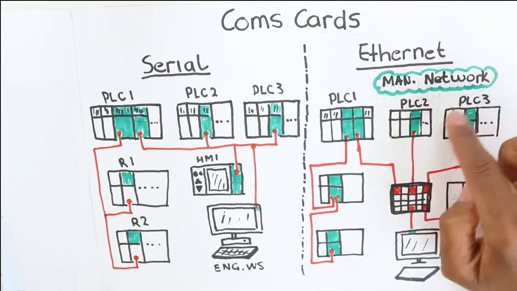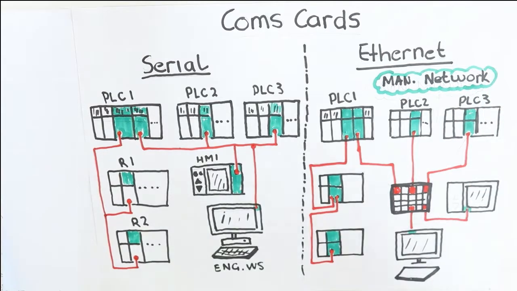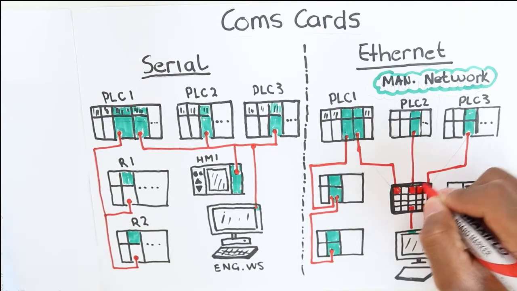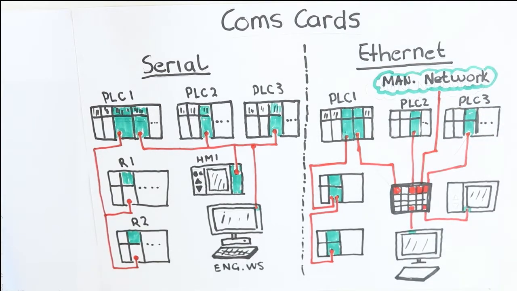And then from here, depending on how you link up to your manufacturing network, you can then have a link from your network switch that goes directly to your manufacturing network. That's the use of communication module. You can use them to communicate with other PLCs, to communicate with your remote rack, or to link up to your manufacturing network.